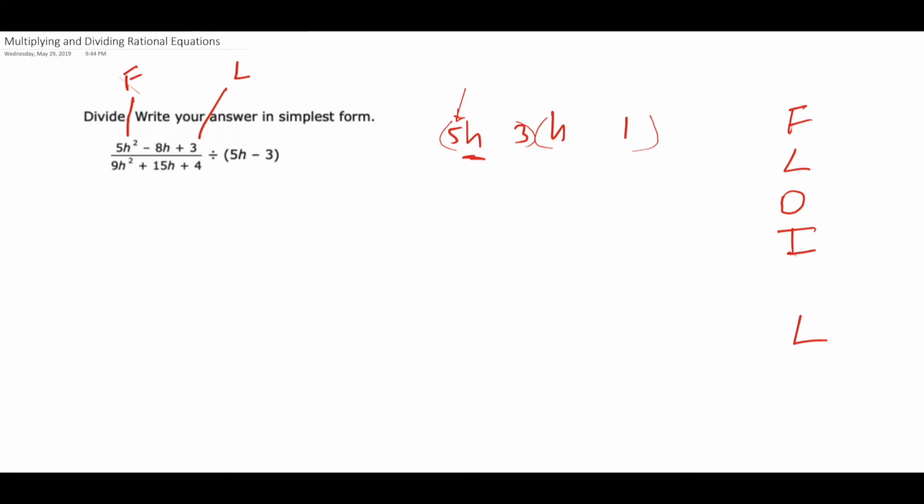Sure, 3 and 1. Now, what you want to do is multiply those and see if you can add or subtract to get this middle number right here. If we multiply the outside one, what do we get? 5. Multiply the inside one, what do we get? 3. Can 5 or 3 in any way give us negative 8? Yes. How can 5 and 3 give us negative 8 through addition or subtraction? Negative 5 and negative 3.